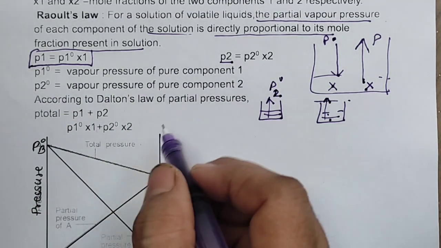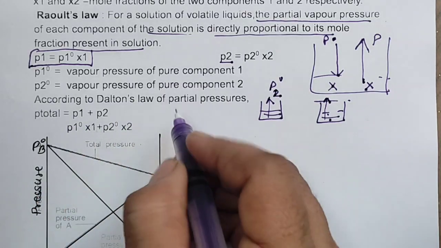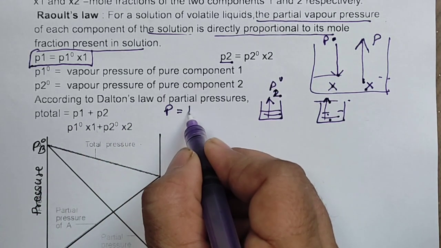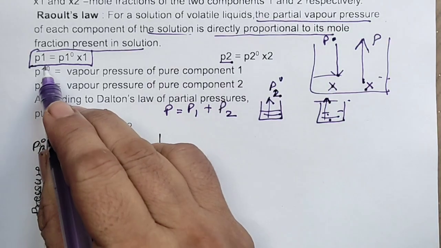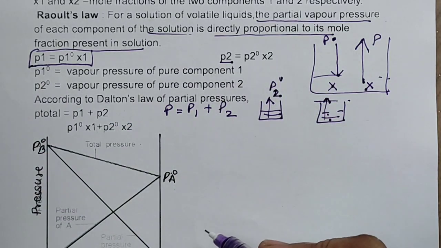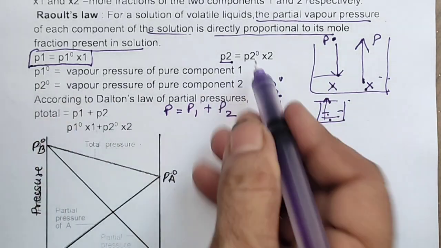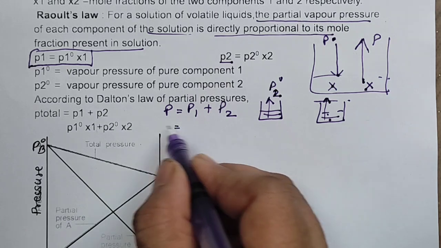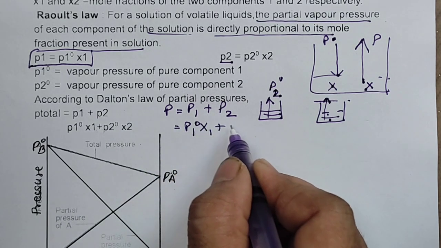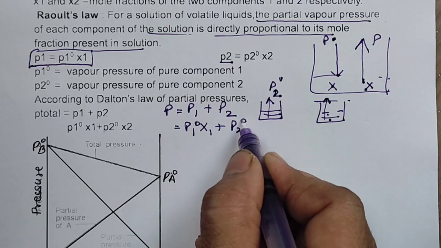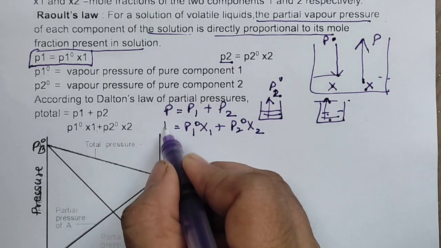So we will call that P is equal to P1 plus P2. That means the partial pressure of the first component plus the partial pressure of the second component. And their values if I put, I will get that formula P is equal to P1 naught chi 1 plus P2 naught chi 2. This is the total pressure.